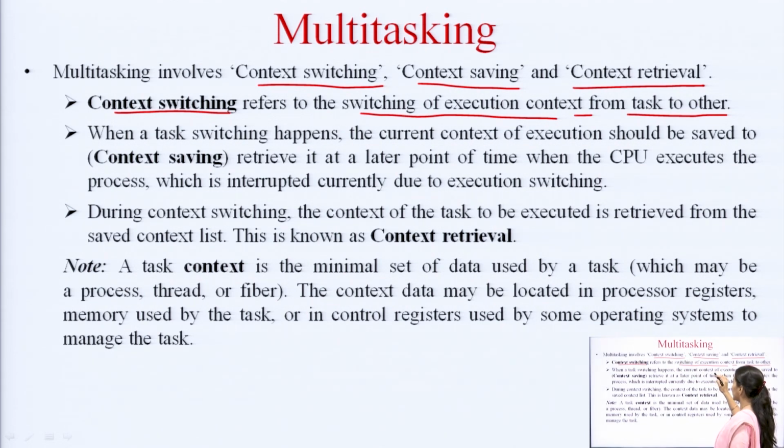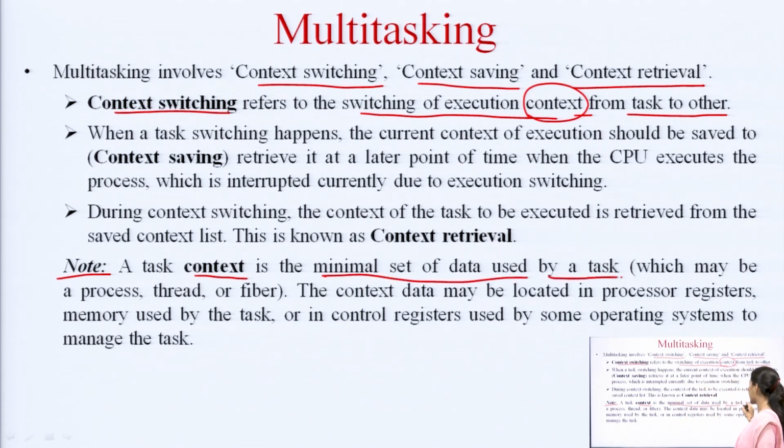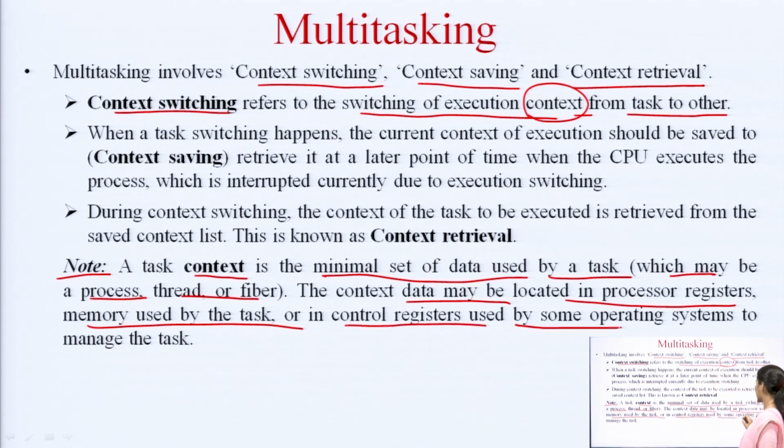Let us first understand the term context. Here I have placed a note: a task context. What is a task context? It is a minimal set of data used by a task, which may be a process, thread or fiber. So, all the data related to a particular task is known as the context. The context data may be located in the processor registers, the memory used by the task, or in the control registers used by some operating systems to manage the task. So, these are the various places where the context may be available.